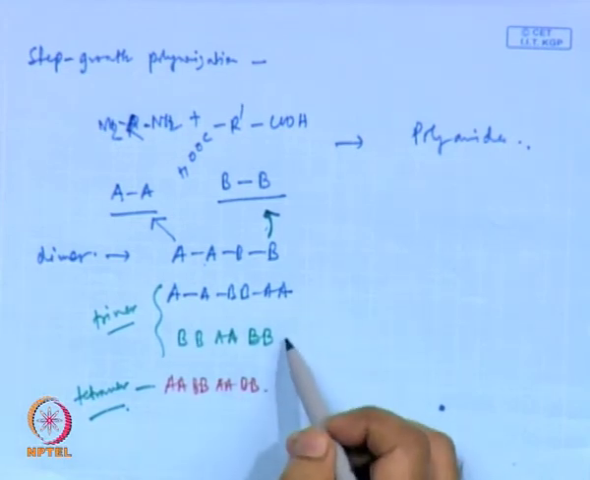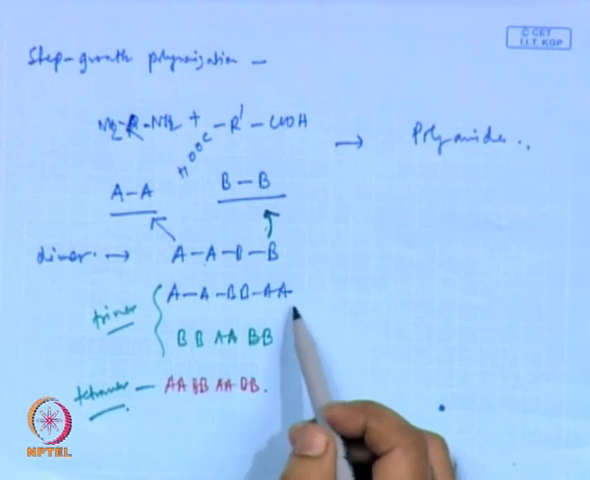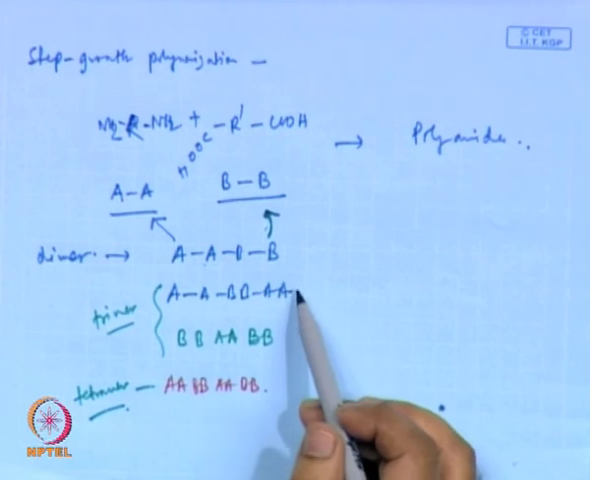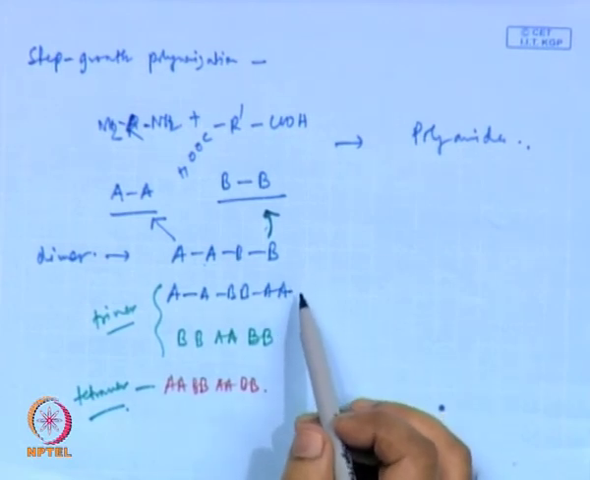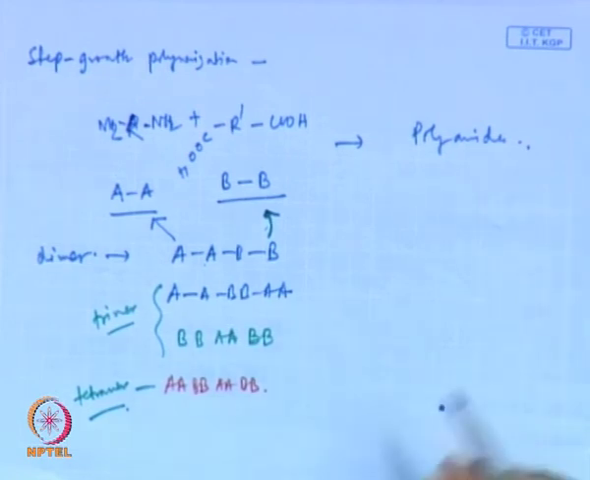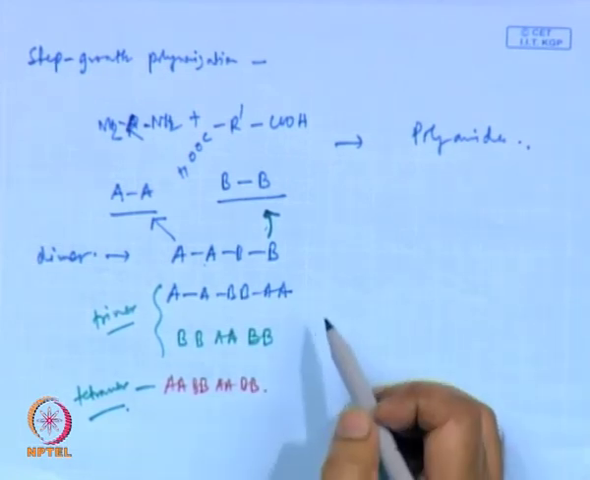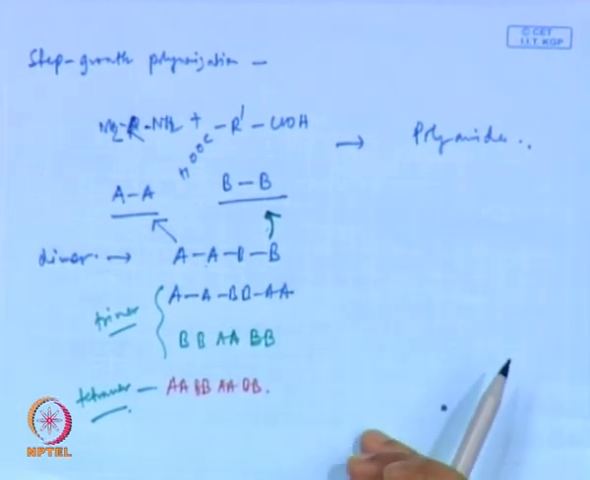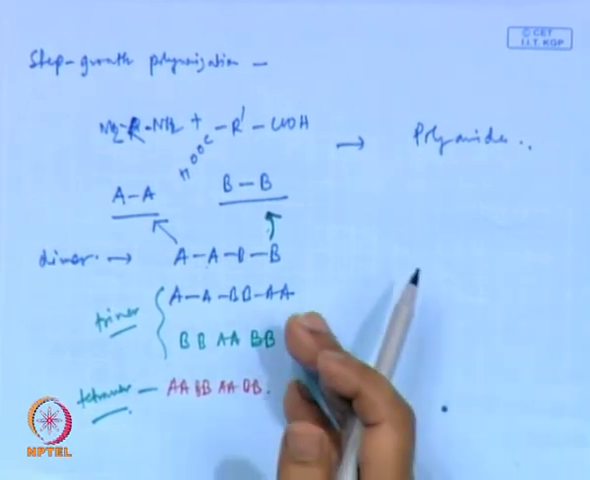Now, once you form the trimer, the options increase. It can react with the monomer, it can react with any of the dimers, or it can react with the trimer itself, making the possibilities more and more. If it reacts with a monomer, it will form a tetramer. If it reacts with a dimer, it will form a pentamer. If it reacts with itself, it will form a hexamer. And imagine once you form the tetramer, what will happen? It can react with monomer, dimer, trimer and itself, forming pentamer, hexamer, heptamer and so on.